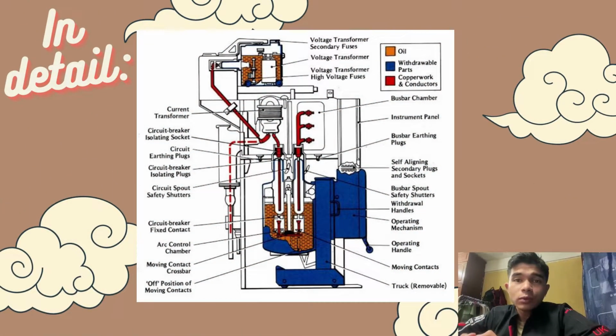In detail, from the side view, we can see that the high voltage switchgear consists of many components such as the current transformer, circuit breaker isolating socket, circuit earthing plug, circuit breaker isolating plug, circuit sprout safety shutters, circuit breaker fixed contact, arc control chamber, moving contact crossbar, off position moving contact, truck that is removable, moving contacts, operating handles, operating mechanism, withdrawal handles, bus bar sprout safety shutters, self-aligning secondary plugs and sockets, bus bar earthing plug, instrument panel, bus bar chamber, voltage transformer high voltage fuses, voltage transformer secondary fuses, and current transformer. That's all. Thank you.